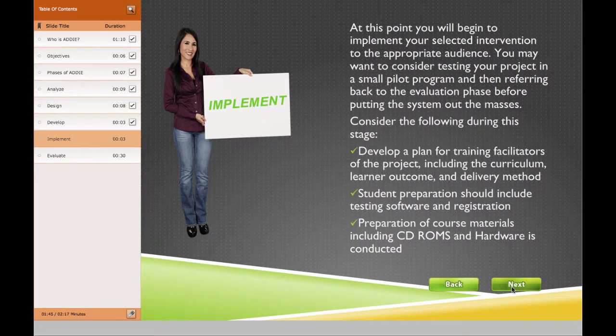Consider the following during this stage. Develop a plan for training facilitators of the project, including the curriculum, learner outcome, and delivery method. Student preparation should include testing software and registration. Preparation of course materials, including CD-ROMs and hardware, is conducted.